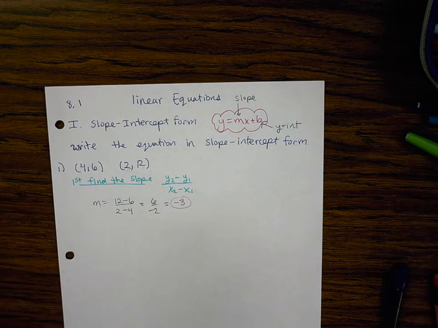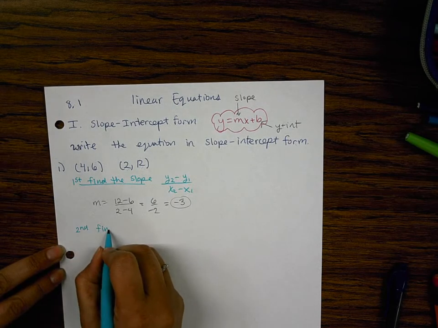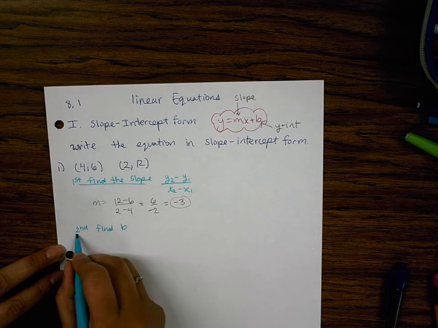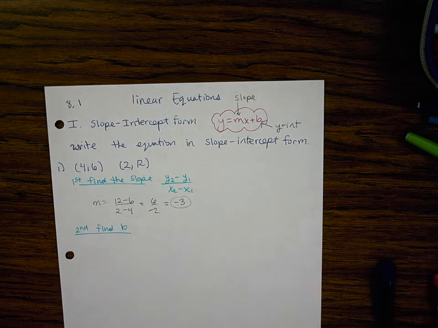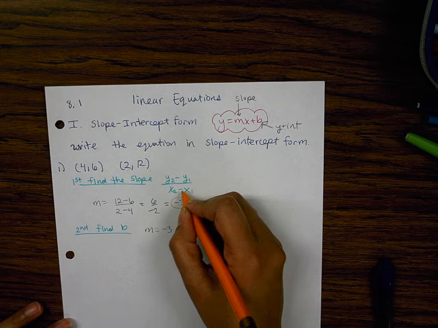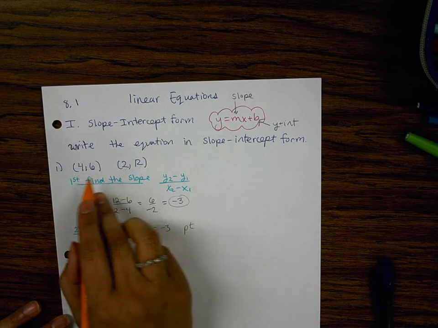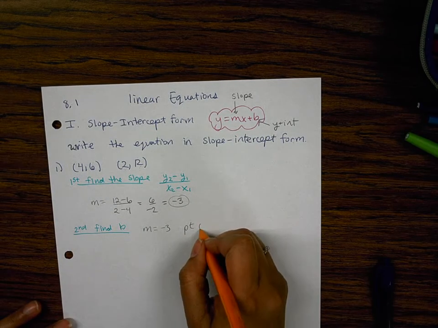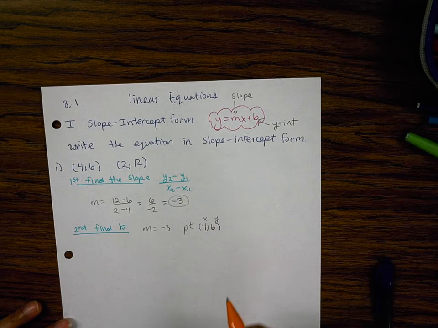And then the second thing we do is find b. And we find b just by plugging in what we know. What do we know? We know m is negative 3. We found that up here. And you know an x and a y from one of the points. It does not matter which point you use. Pick one. I'm just going to pick the first one, 4 and 6. So this is m, this is x, and that is y.